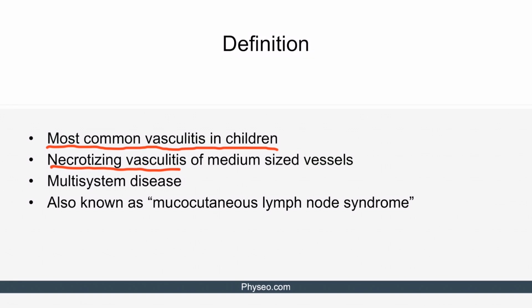So it's also sometimes called mucocutaneous lymph node syndrome. Based on that name alone, you can see that it's multi-system. It involves mucosa, skin, and lymph nodes. And we will discuss this detail in our clinical feature slide.